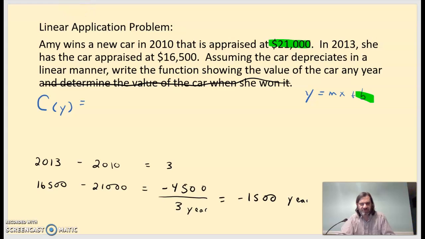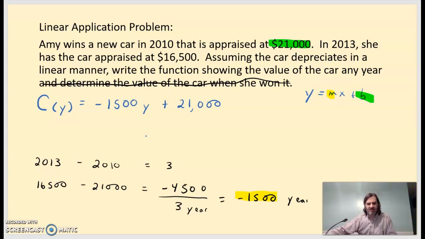So that's important. That is basically the m here. In this case, we said C of y, and we can make it go down $1,500 per year. There's nothing wrong with using x there; I just like my variables to mean something. And that is from the original 21,000. So if we wanted to go 4 years after she bought the car, we could say 4 times negative 1,500 and take that off the 21,000.